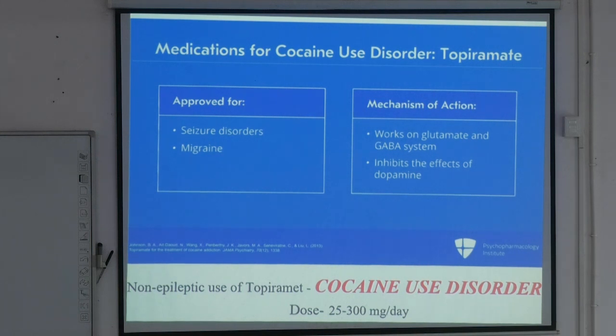So it creates the mimicking effect of cocaine, but a milder form. Okay, so what happens, the person slowly gets out of the cocaine and gets accustomed to the topiramate therapy, and then we slowly decrease the dose of the topiramate and the patient comes out of the addiction. That is the thing, cocaine use disorder and migraine, non-epileptic use of topiramate. You can write this point, non-epileptic use of topiramate.